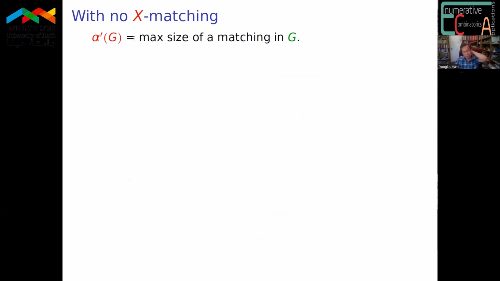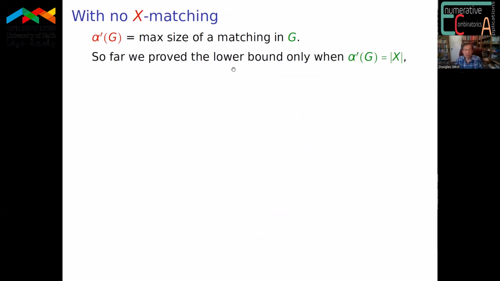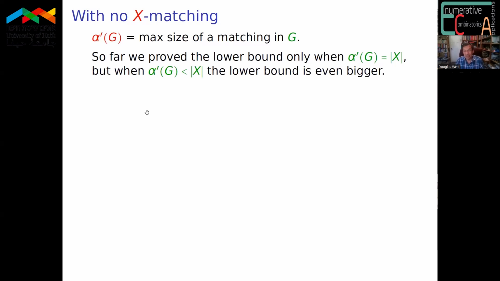And I need to prove for you what happens when there is no X matching. So let alpha prime be the maximum size of a matching in G. And since I proved the lower bound only when alpha prime is equal to the size of X, I want to show you that when alpha prime is smaller, in fact, we get a better lower bound. Okay, so this is what I just said. When alpha prime is smaller than X, I want to show you that the lower bound is even bigger.